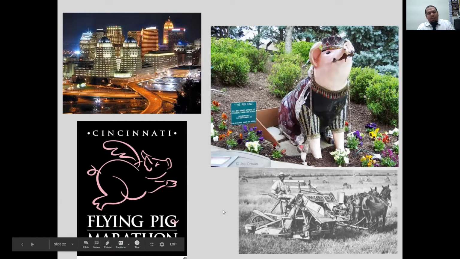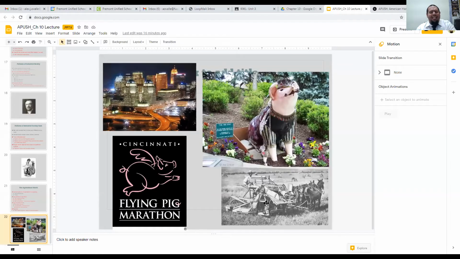reaper. So that concludes. I know I talked a little fast. I didn't really go into too much depth, but that's kind of what your book is for. So hopefully you did enjoy that. This market revolution, cult of domesticity. Make sure you look out for that.